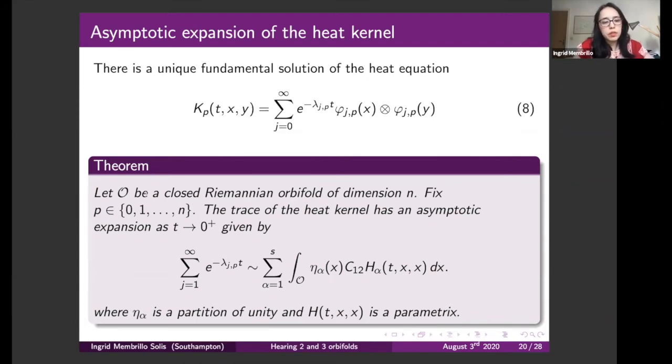Now our first theorem says the following. Let O be a closed Riemannian orbifold of dimension n, and we will fix P between 0 and n. So the heat trace of the heat kernel has an asymptotic expansion as t tends to 0, given by this expression, where eta alpha is a partition of unity and h is just a parametrix. And here C12 means we will also define a kind of inner product on the double P-form.